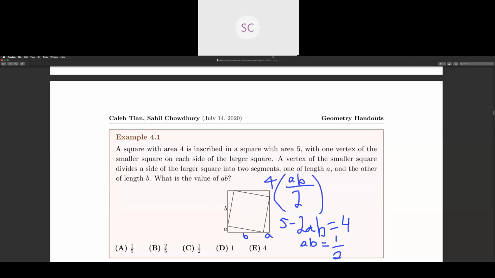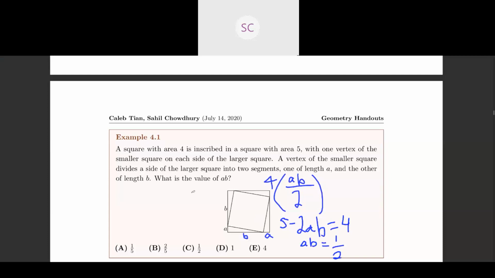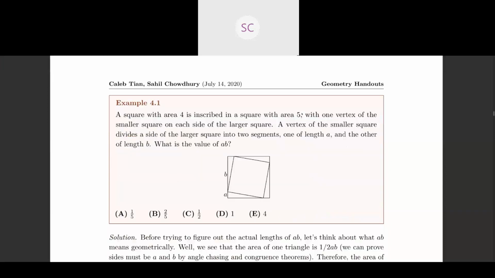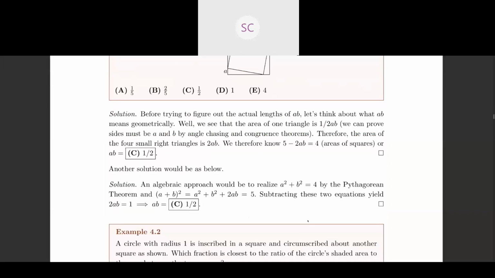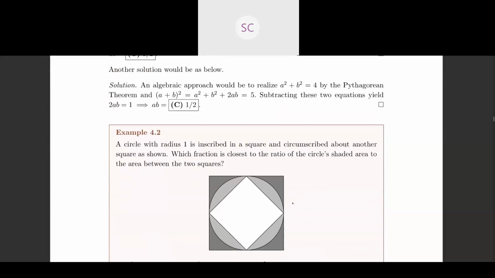And there is another approach to this, but for the sake of time, I won't go over it just yet or in this lesson. So we're going to go up to the next problem. And here you can read the algebraic solution if you want.